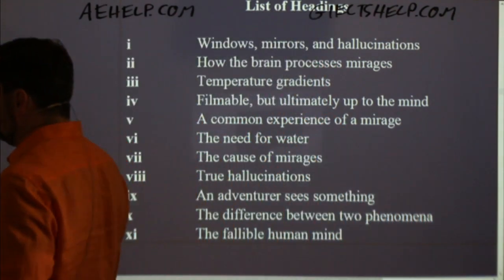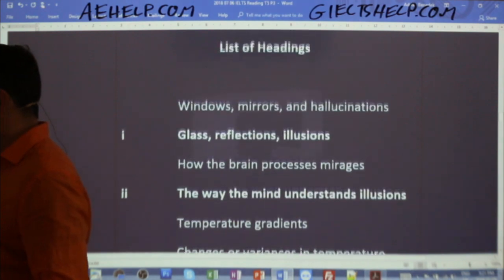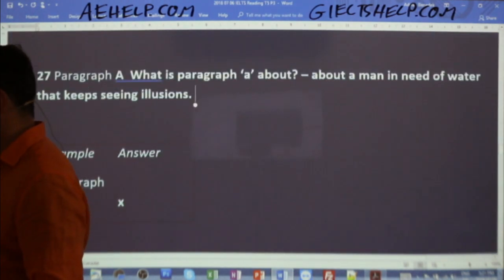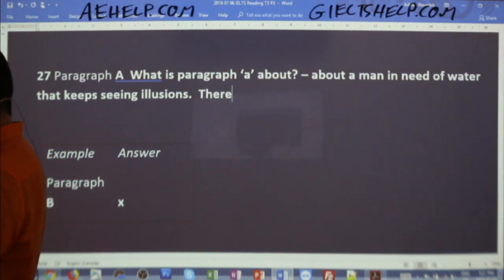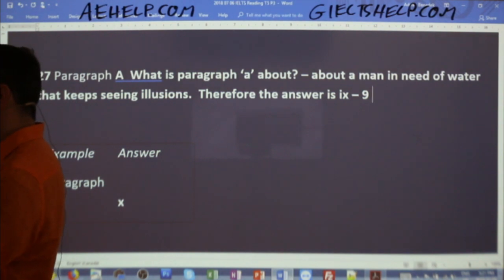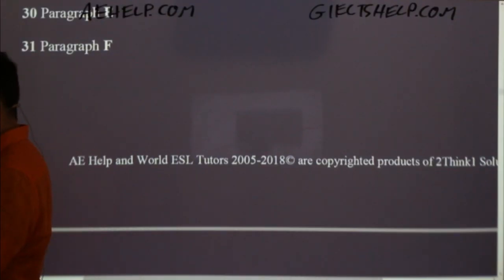Okay? So here, I'm going to say that the answer is, for paragraph A, number 9. Okay? It's number 9, or IX. Let's keep going. Remember, the introduction and the conclusion are the most difficult ones in the list of headings. The body paragraphs get a little bit easier. That's because the structure of the what, why, how is more clear.